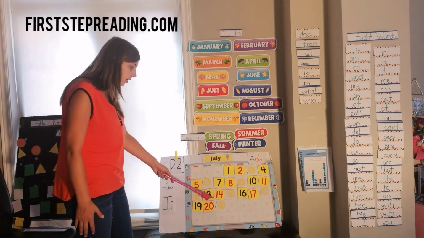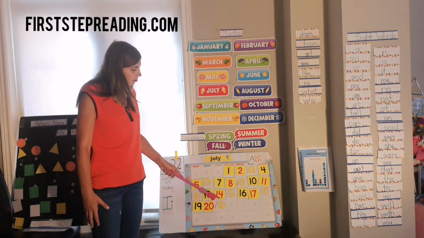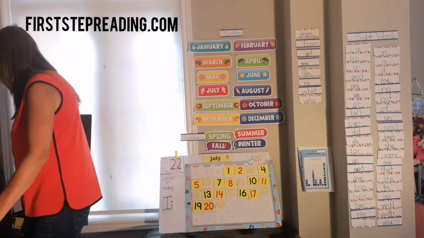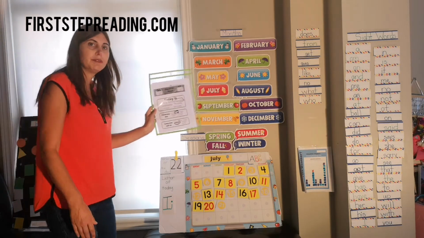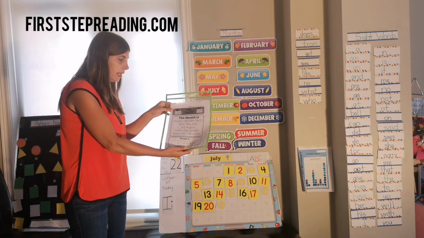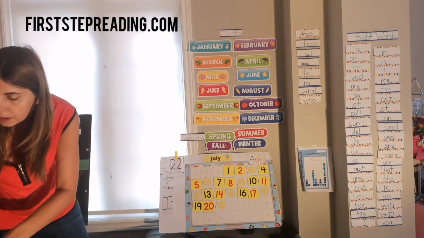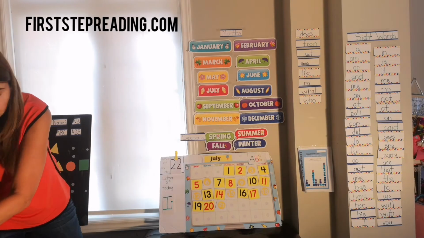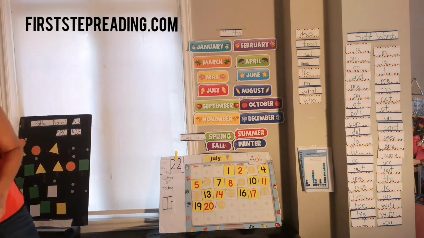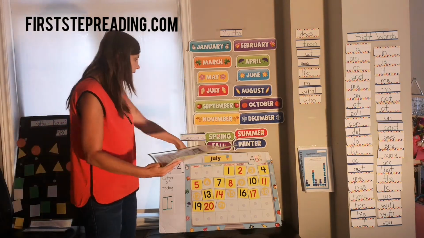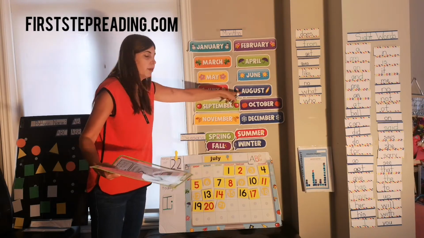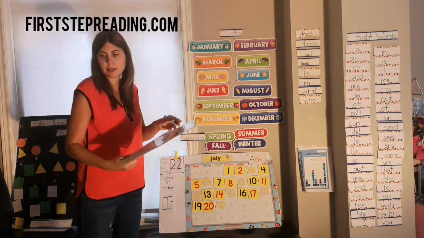Okay, let's figure out what number comes after 21. Let me get the worksheet you can use. If you have this worksheet, you can take it out now. We're going to circle July under the month, right? July, which comes after June and before August. And then let's figure out the date.